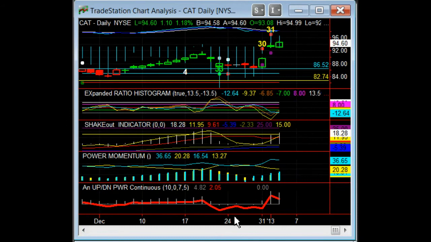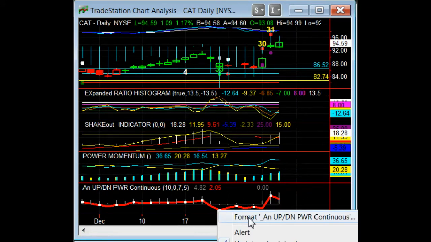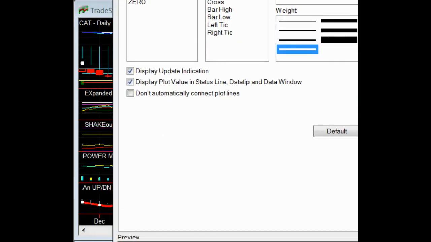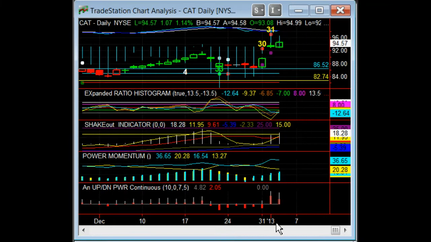And there it is. Now, oh, there's a problem. My bear power did not come out as a histogram. So I can just right-click it, and click Format again. I go back to my Style, and see what happened. Oh yeah, it says line. So I have to click Histogram. And it's easy to change that way, and that'll happen a lot. And voila, now that looks a lot more consistent to what you're used to seeing from an up-down power standpoint.